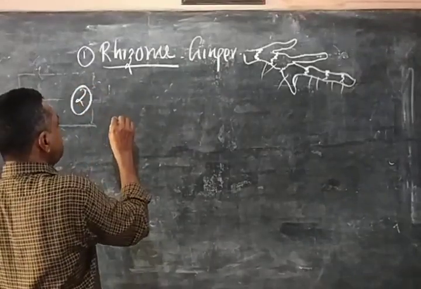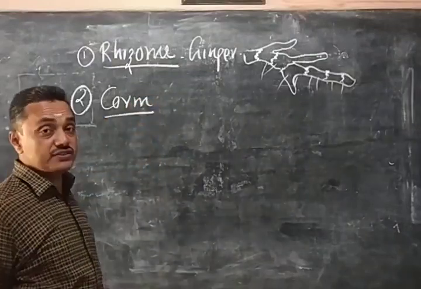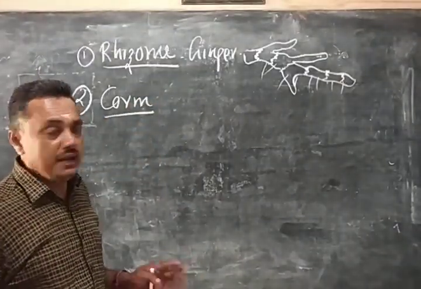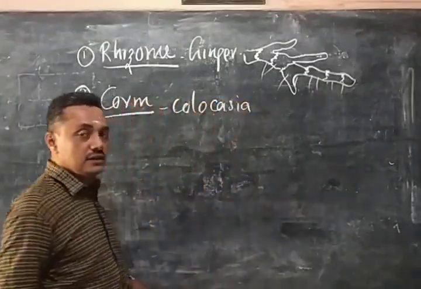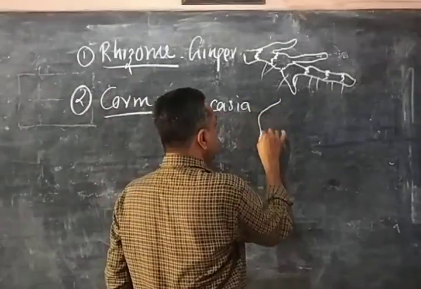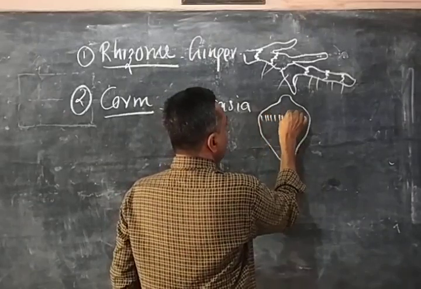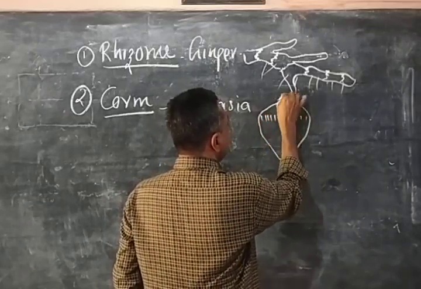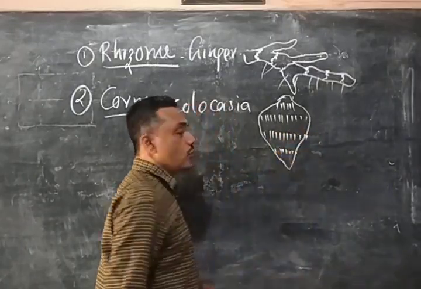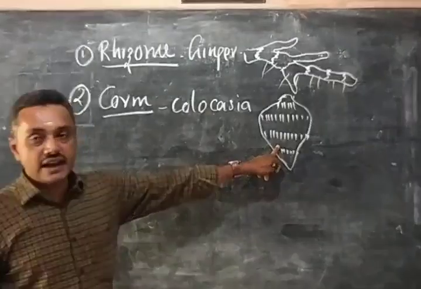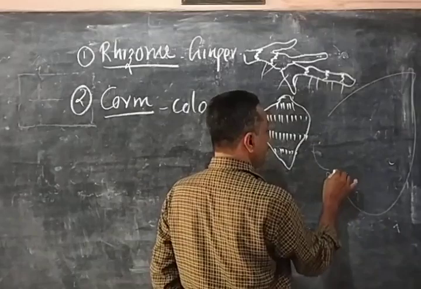Second one, in plants like corm, there is another plant structure like corm, C-O-R-M. In plants like colocasia, I will show the plant later on. In colocasia, the stem appears like that. See, the stem appears like that. The stem is present below the soil level, having nodes and internodes like that. So this kind of structure is called corm in colocasia. There is a vegetable called colocasia. In such a plant, the stem is like that. Colocasia has these kinds of large leaves. You know that the leaves are used for cooking purposes.